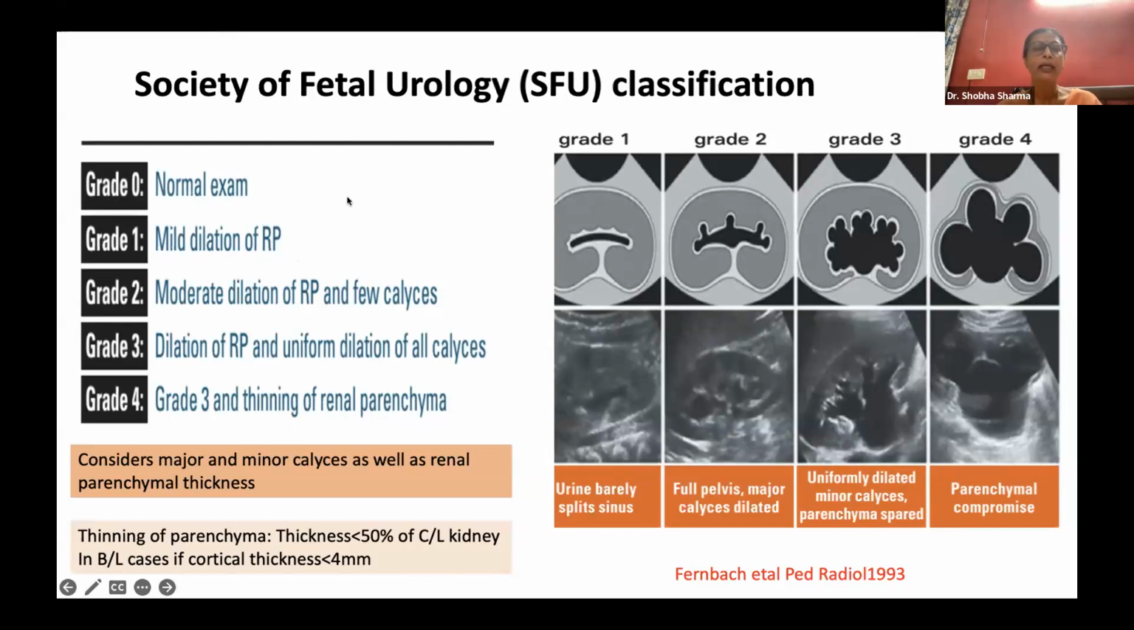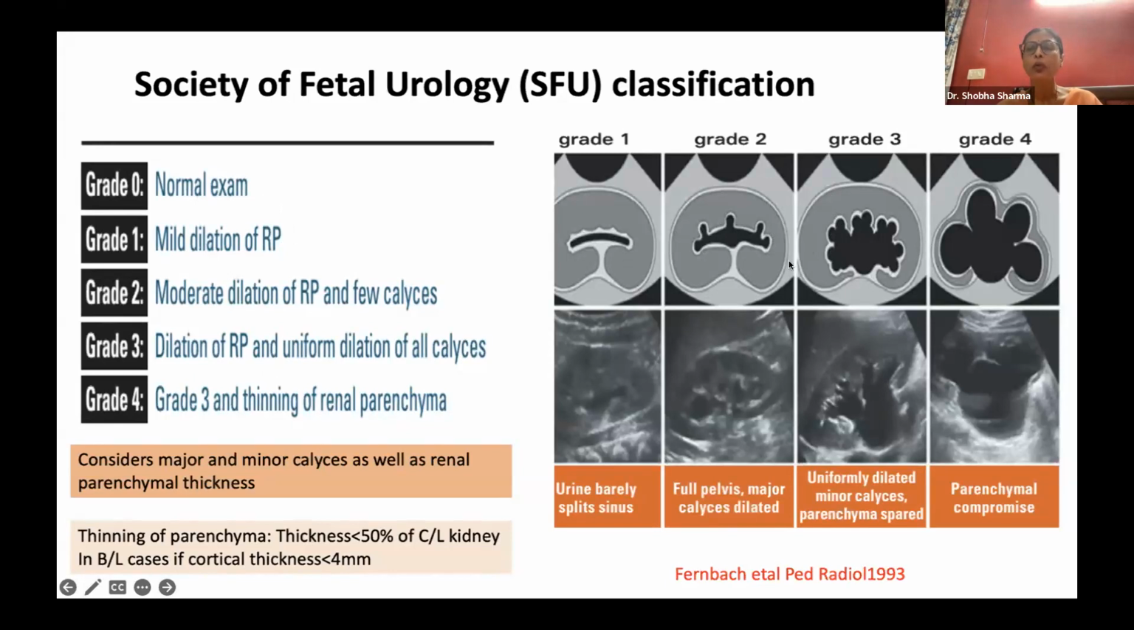renal parenchyma, and accordingly they have divided the grade of this antenatal hydronephrosis in the postnatal period into 4 grades. It starts from the normal examination, in which no ultrasound abnormality is detected, to the mild splitting of the renal pelvis seen in grade 1. Then there is a central calyceal dilatation or few calyceal dilatation seen in grade 2, which increases to overall uniform dilatation of all the calyces, both peripheral as well as central, in grade 3, but it does not affect the renal parenchymal thickness.